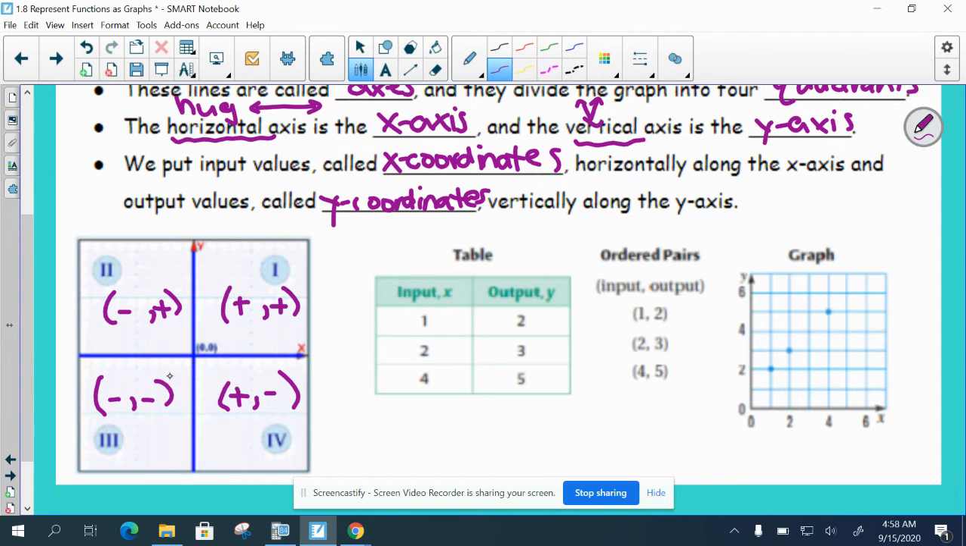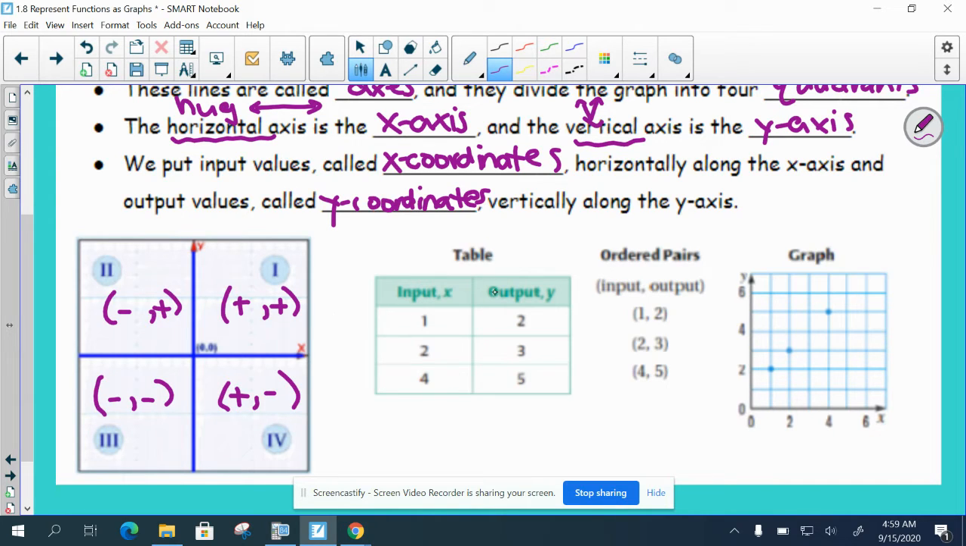So the first and third quadrants both have the same sign. The first quadrant is both positive, the third quadrant is both negative. And then in the second and the fourth quadrants, one is positive and the other is negative.